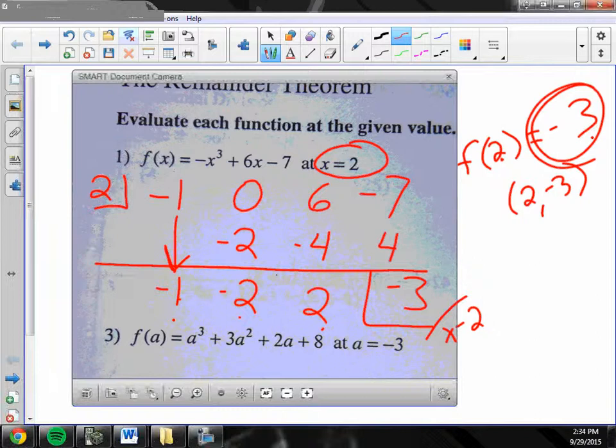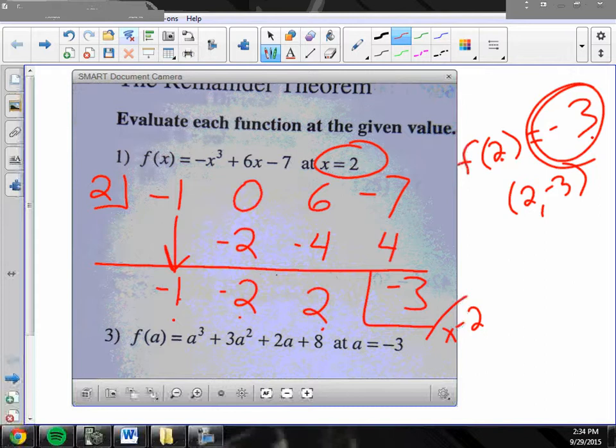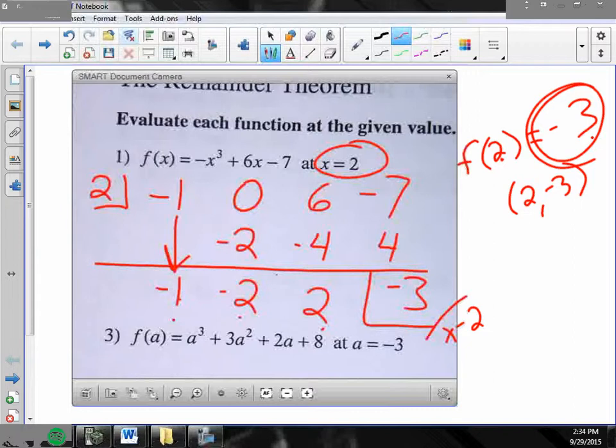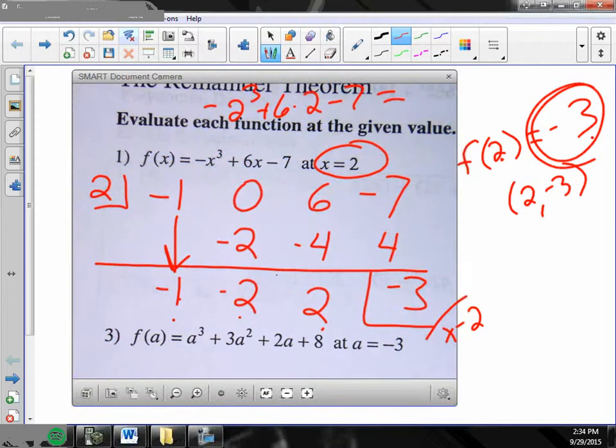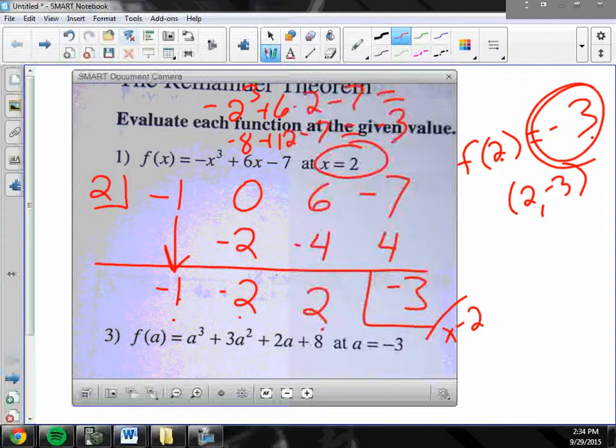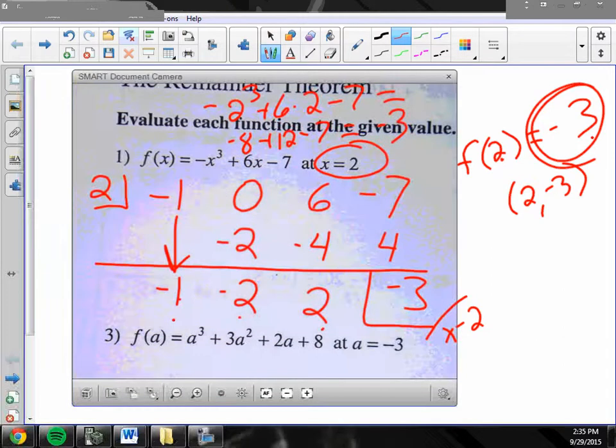So if you have a big, long polynomial and you don't have a calculator, it's pretty easy to do synthetic division to figure out what it equals. Which is strange, right? I mean, if I plug 2 in there, -2 to the third plus 6 times 2 minus 7. So 2 to the third is 8. -8 plus 12 minus 7 happens to equal -3. That's really bizarre, isn't it? That same calculation can be done these two different ways. So we won't get into why that's the case.